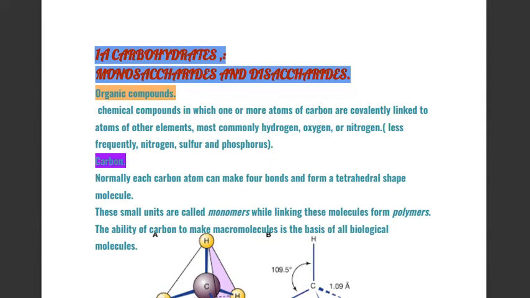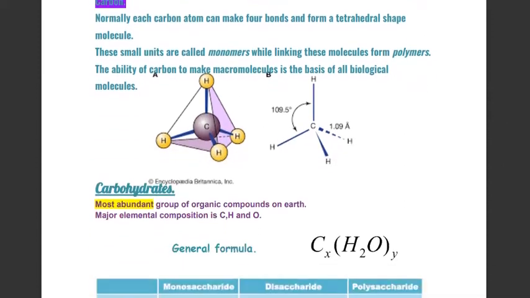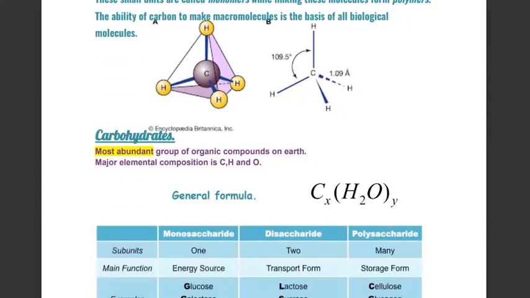Carbon. Normally, each carbon atom can make 4 bonds and form a tetrahedral-shaped molecule. These small units are called monomers, while linking these molecules form polymers. The ability of carbon to make macromolecules is the basis of all biological molecules.